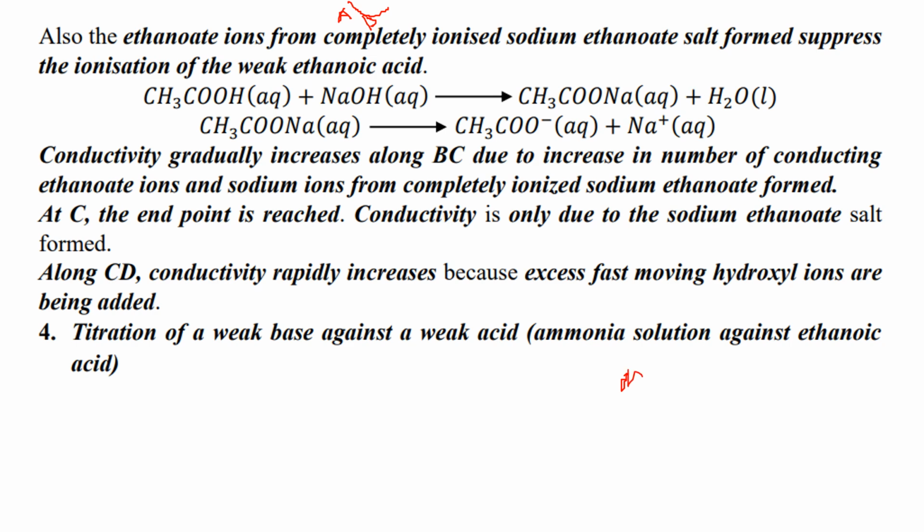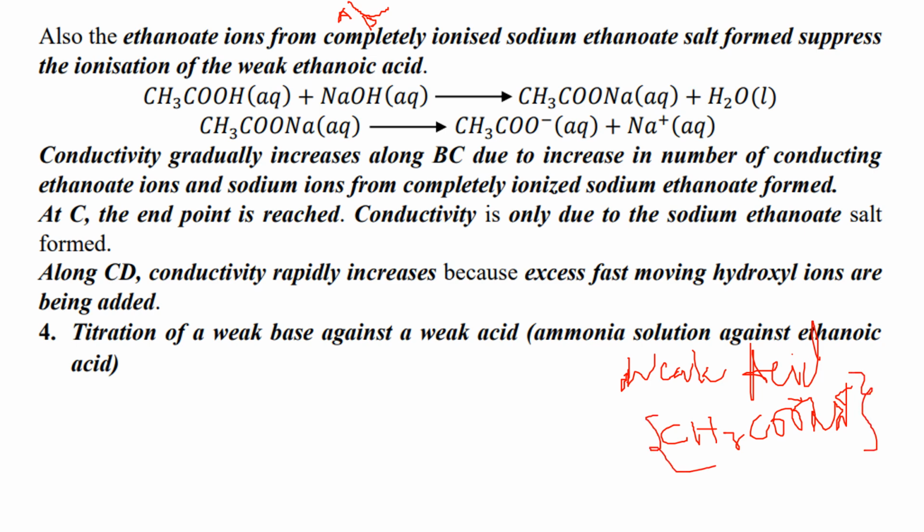And if you have got excess of your weak acid, and you have added a little sodium hydroxide, you have formed a salt which is going to be sodium ethanoate. In other words, you have formed your acidic buffer. So in this buffer, this salt fully ionizes to give us the ethanoate ions together with sodium ions. And these ones also contribute to the conductivity along AB. That's why it does not decrease sharply.